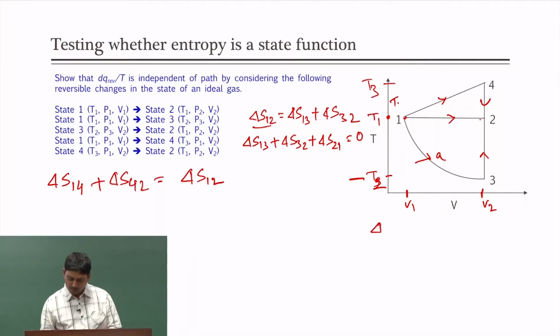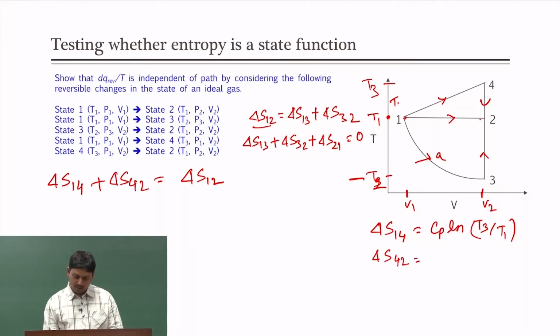So, what is delta S 1,4? Delta S 1,4 again is a process where temperature changes, pressure does not change and volume changes. So, Cp ln T3 by T1. Delta S 4,2 is a process where temperature changes, pressure changes, volume does not change. So, Cv ln, and I have to say T1 by T3, okay.